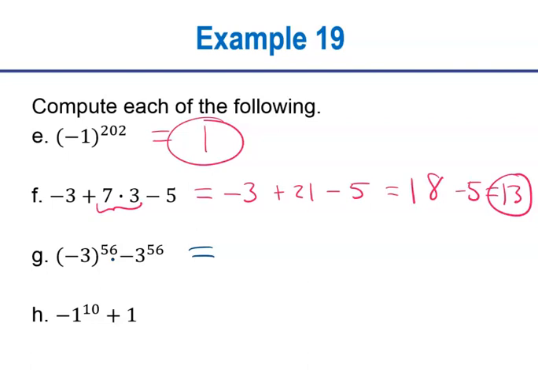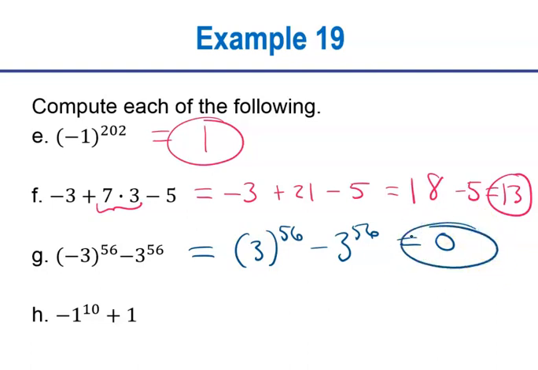But here's what I know. Negative 3 to the 56th power, because 56 is an even number, is identical to positive 3 to the 56th power. Because remember, the negative raised to an even power disappears. It turns positive. So I can say that's equivalent to 3 to the 56 minus 3 to the 56. These are the same. Hey, that gives me 0 as an answer. So I was able to pull that problem off without actually calculating negative 3 to the 56 or 3 to the 56.